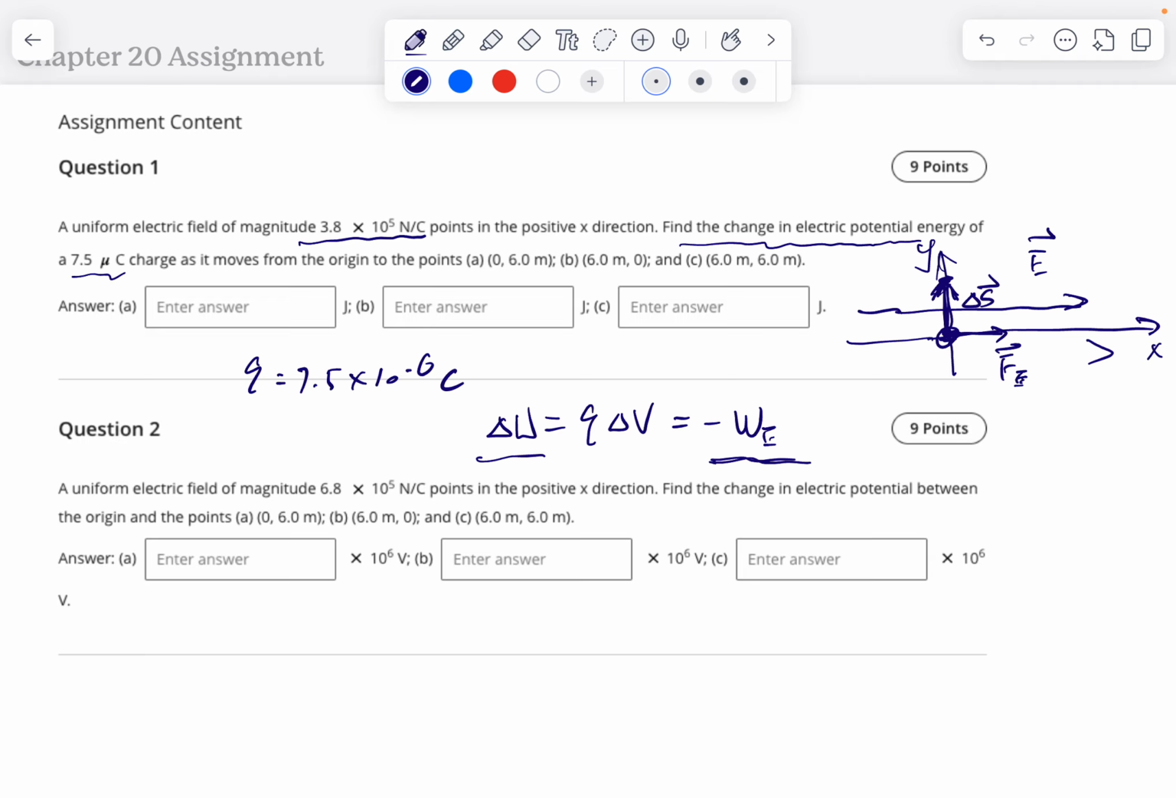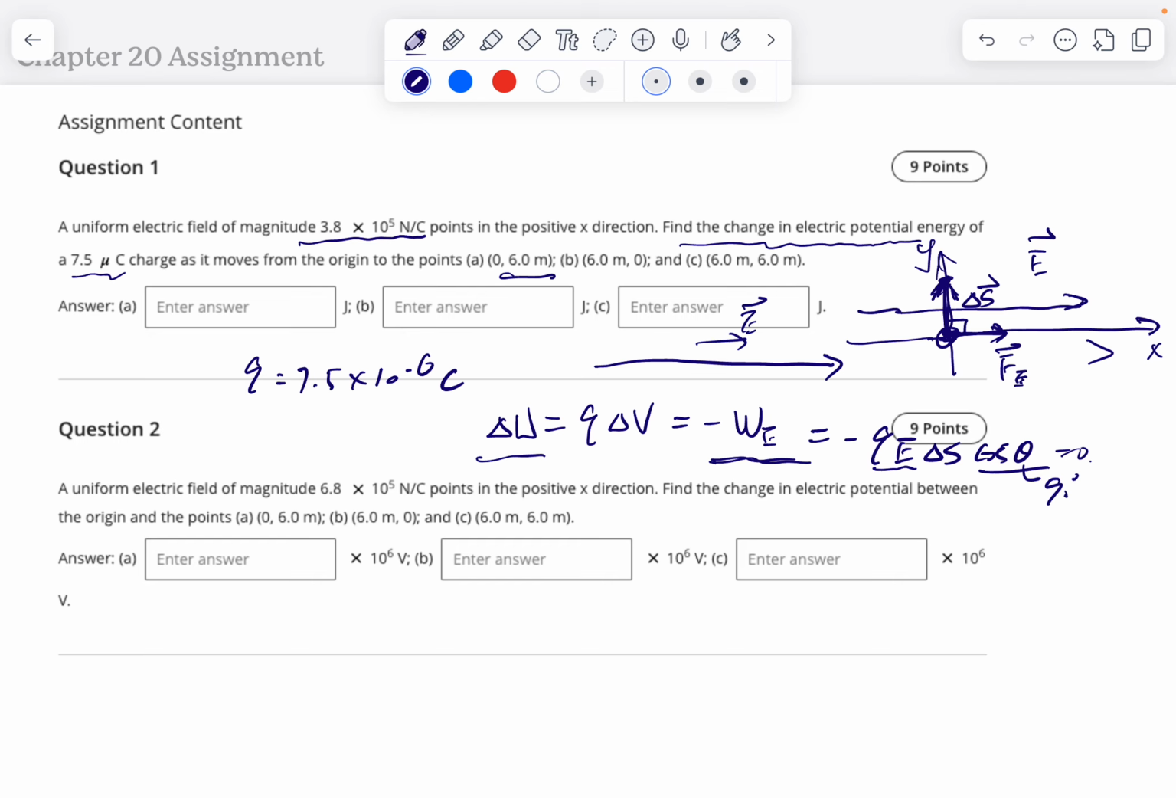You can tell the electrical force and the displacement are always perpendicular to each other, which means the work done equals 0, because work equals negative the magnitude of electrical force times displacement times cosine theta, and theta here is 90 degrees. Cosine 90 is 0. So the first one, from origin to here, is 0. And the second, from origin to 6.0, okay, it's the same thing.